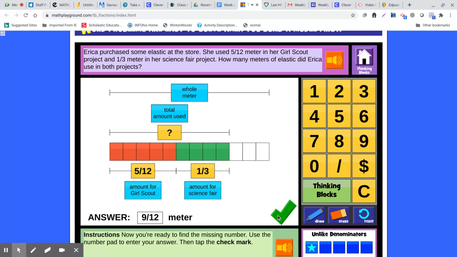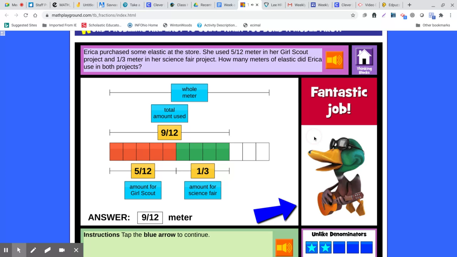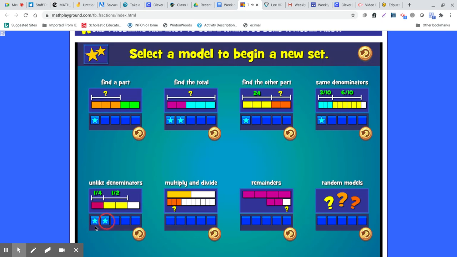I can simplify it, but they might take 9/12 as is, because it's correct. It's just not simplified. Let's check. Yay! All right, so go ahead and finish all your stars for this one.